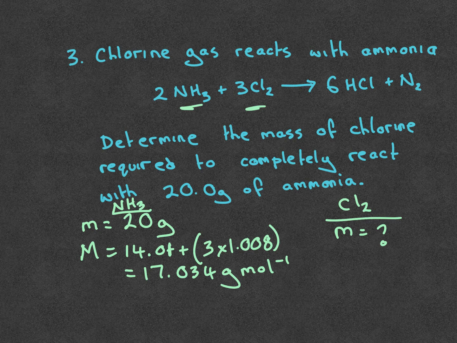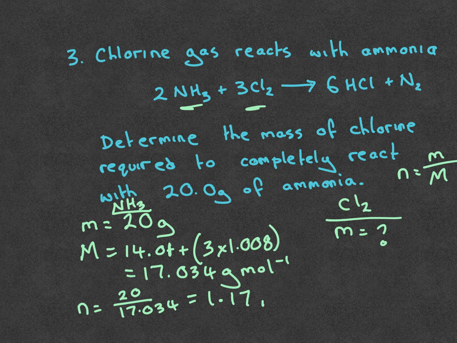Once we've got the molar mass, we can now work out the number of moles that we have of ammonia, remembering that moles is equal to mass divided by molar mass. So the number of moles of ammonia is going to be equal to 20 divided by 17.034, which gives you 1.17 moles.